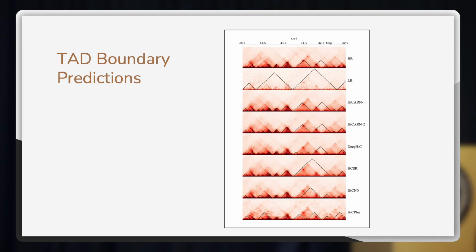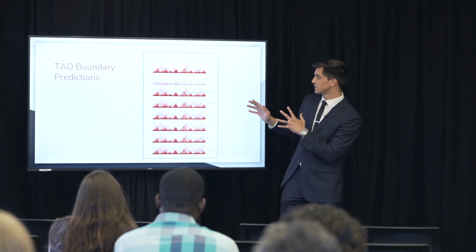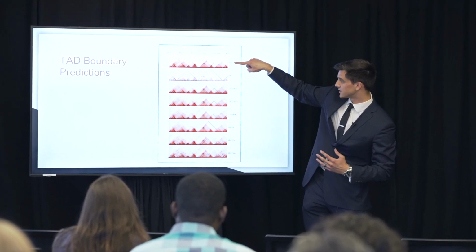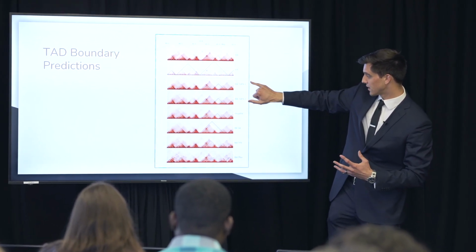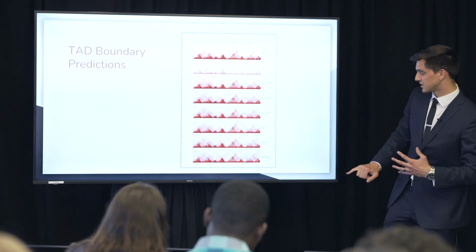And then for our topologically associating domain boundary predictions, as you can see here, the low resolution image is not very sufficient at identifying those significant interactions going on. So the black line you see here is the boundary of a topologically associating domain. And the goal is to reproduce this high resolution image here, those boundary lines. HiCARN 1 and 2 do that very well. DeepHiC also performs pretty well. However, HiCSR, HiCNN, and HiC+, those are some other existing models, do not necessarily do it as well as we do.